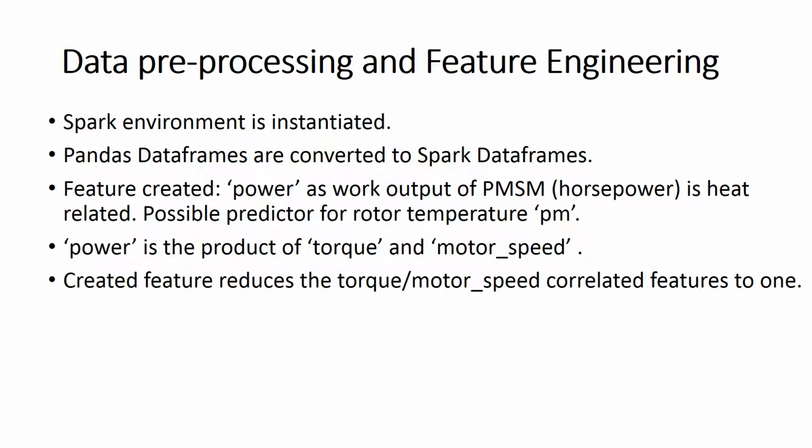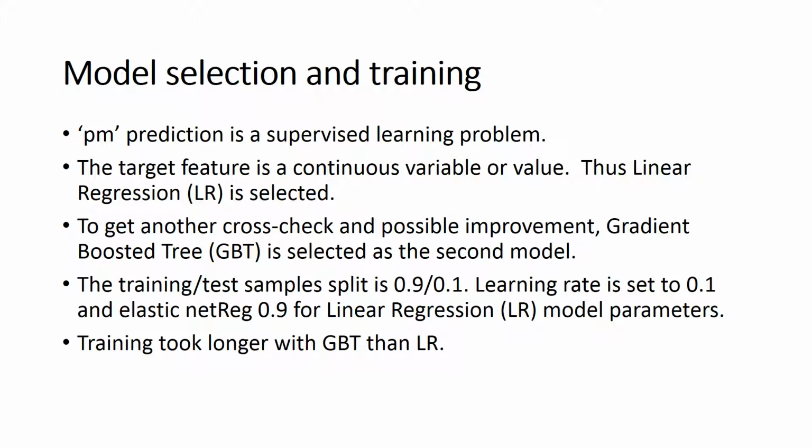Power is essentially the product of torque and the motor speed, and in consequence, we reduce the two correlated features of torque and motor by 1. Model selection and training, the PM prediction basically is a supervised learning problem because the target feature is a continuous variable, and so linear regression is selected. To get another opinion or a cross-check, perhaps even possible improvement, the gradient boosted tree is selected as a second model.